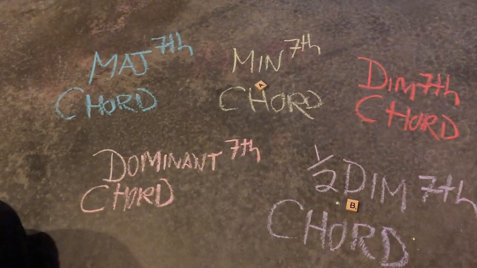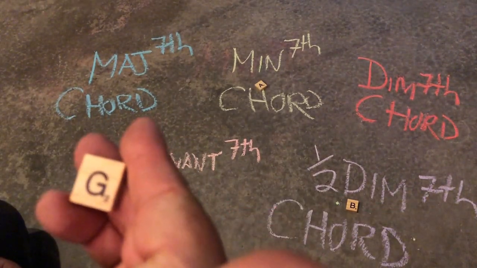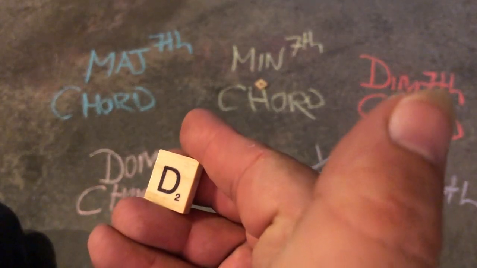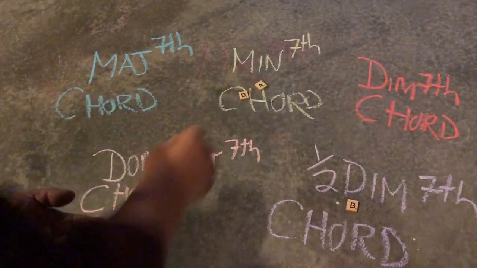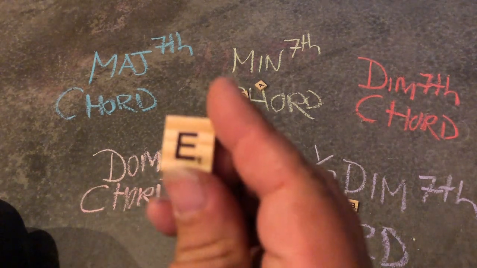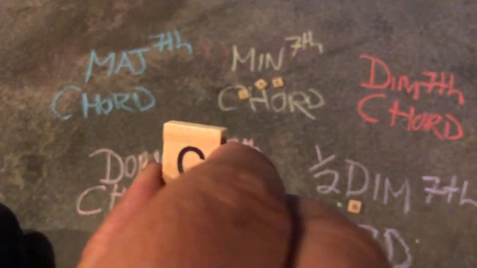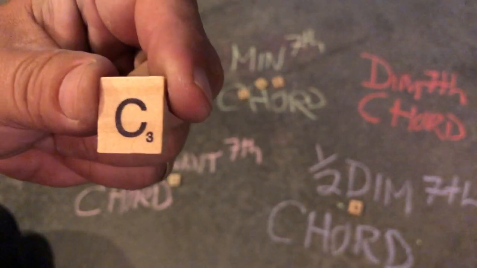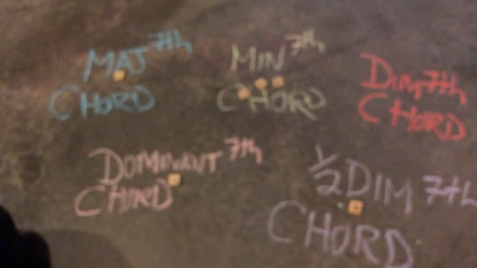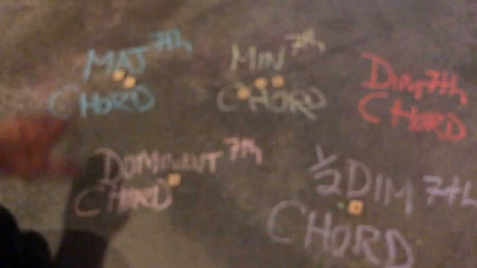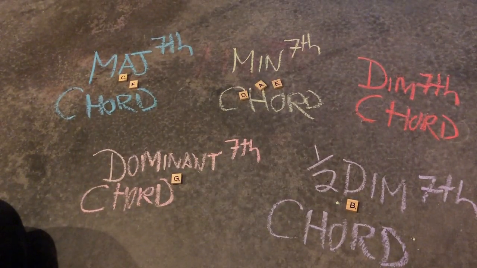Okay. Oops. G is dominant 7 chord. D is a minor 7th chord. E is a minor 7th chord. C is, oops, get my hand out of the way, major 7th chord. And F is a major 7th chord. That's what they are when you spell them with no sharps or flats. All right? Onward to worksheets and things.